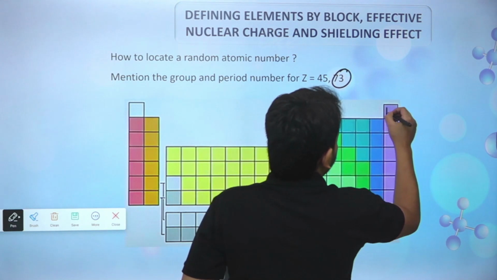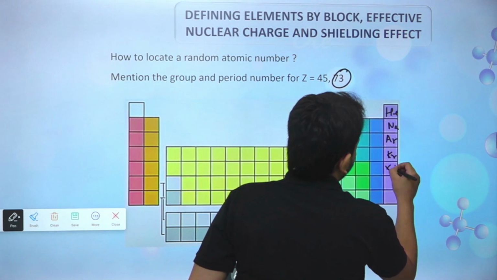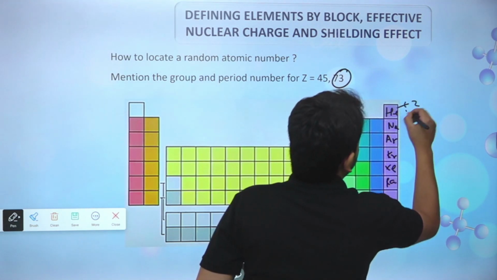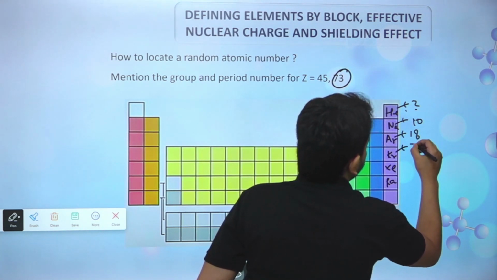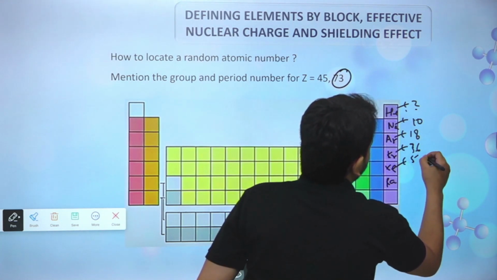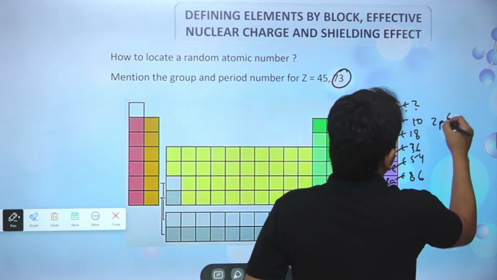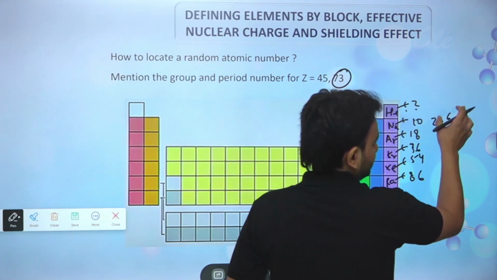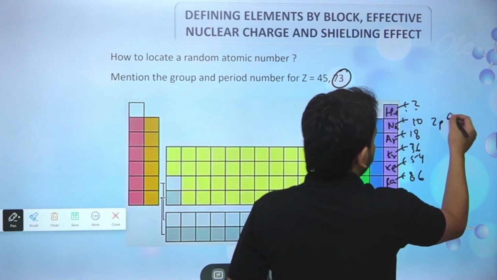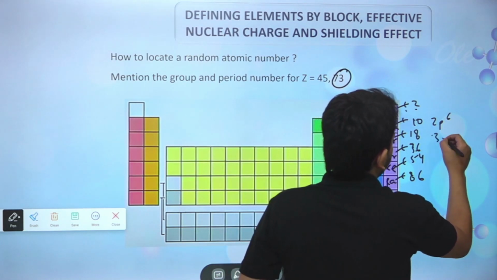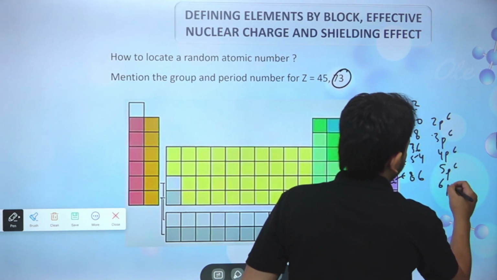We know helium, neon, argon, krypton, xenon, radon. These atomic numbers are 2, 10, 18, 36, 54, and 86. So guys, if you know, neon is 2p6, the valence shell configuration, because it is a p block element, the final electron goes into the 2p subshell. So this will be 2p6, this will be 3p6, this will be 4p6, this will be 5p6, this will be 6p6.